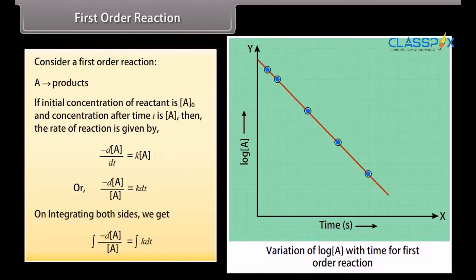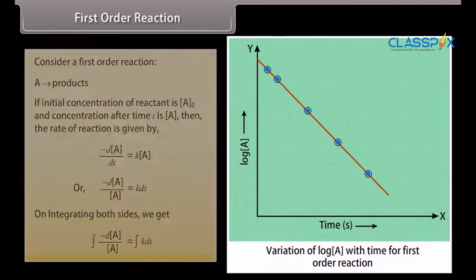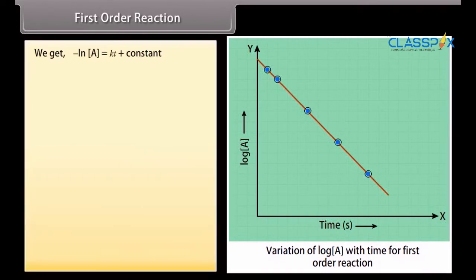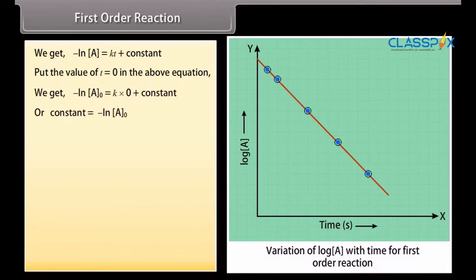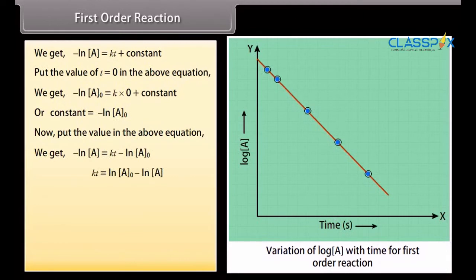On integrating both sides, we get minus natural log of A is equal to Kt plus constant. Put the value of t equal to 0 in the above equation, and we get constant is equal to minus natural log of A naught. Now put the value in the above equation, and we get minus natural log of A is equal to Kt minus natural log of A naught.